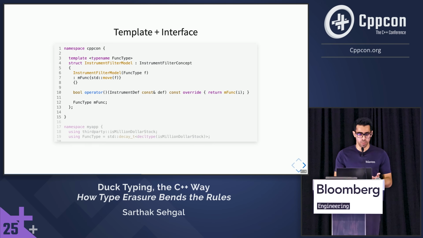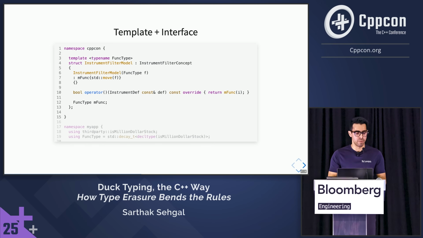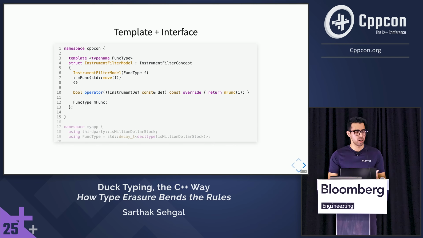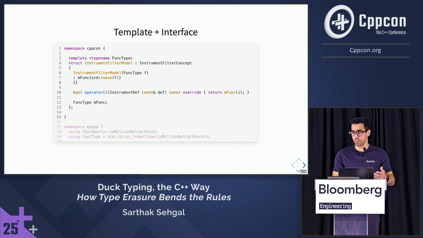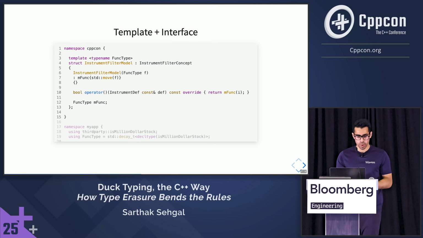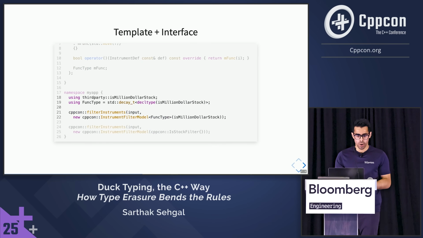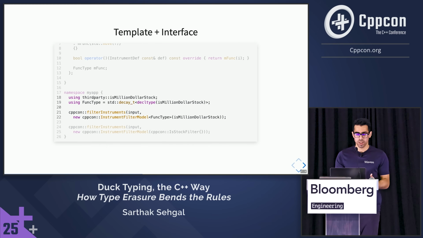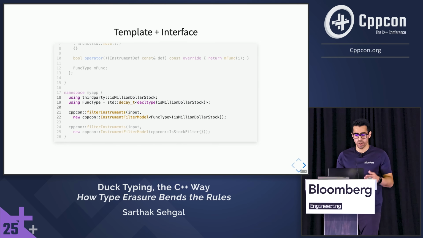And it will behave exactly the same as the different concrete classes I had, like the equity filter class or the bond filter class. This looks pretty good. Now, all I need to do is, instead of using a third-party function like $stock, I don't have to create a new class anymore. All I need to do is use this templated class, instrument filter model, create an instance of it, and pass it to my filter instruments function.